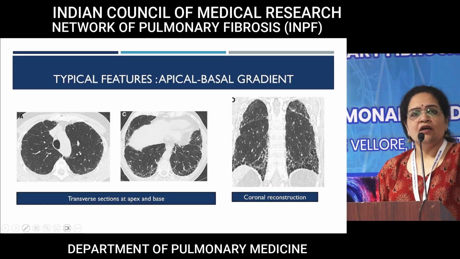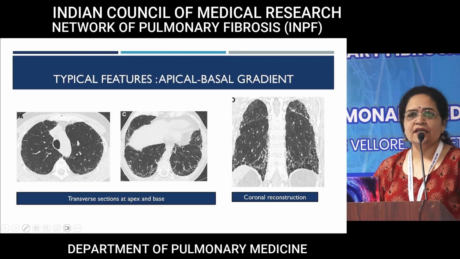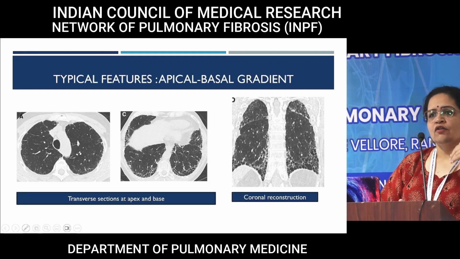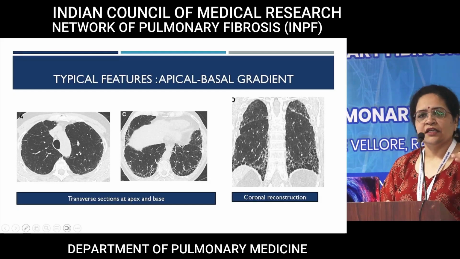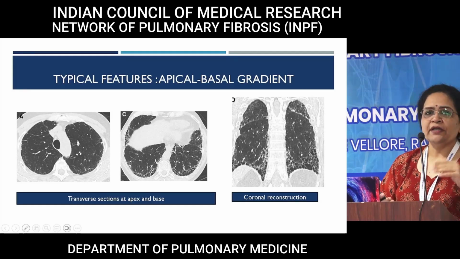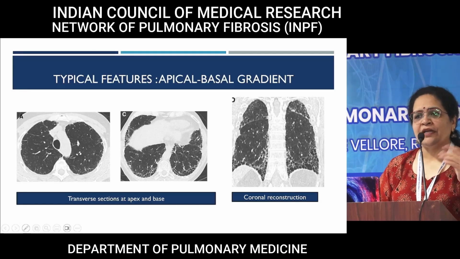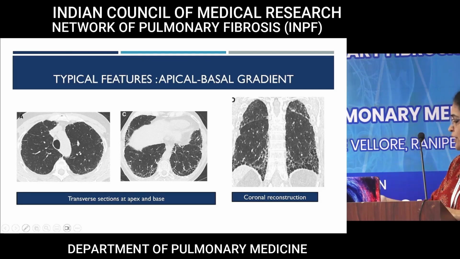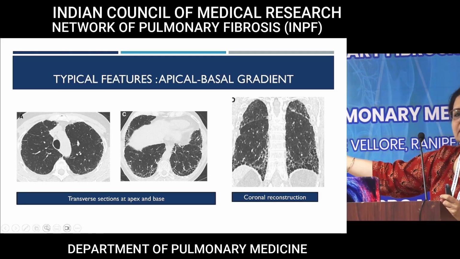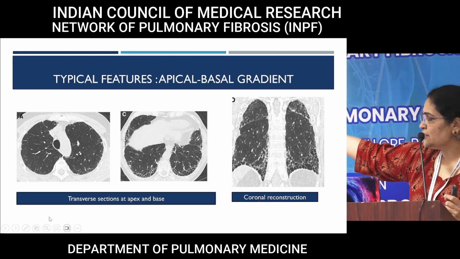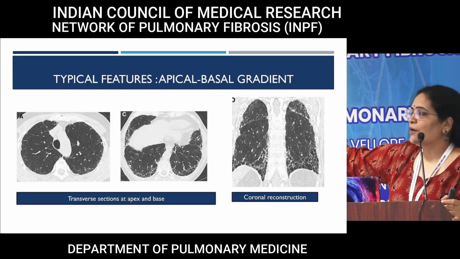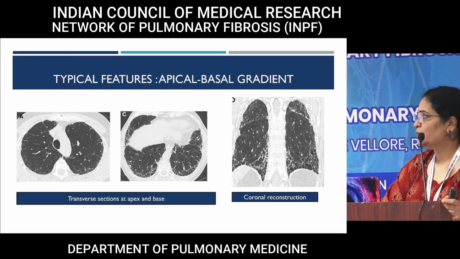When you see a CT, always talk of classical abnormalities and look for an apicobasal gradient, look for an anteroposterior gradient. That's why we were talking about supine prone imaging also. If there are subtle abnormalities, supine prone imaging becomes important. So you can see here the apicobasal gradient, which is coming out very well. Not much in the apices, seen better in the bases. On a coronal reconstruction, you can see very clearly how there aren't too many abnormalities in the apices, but quite a lot in the bases.